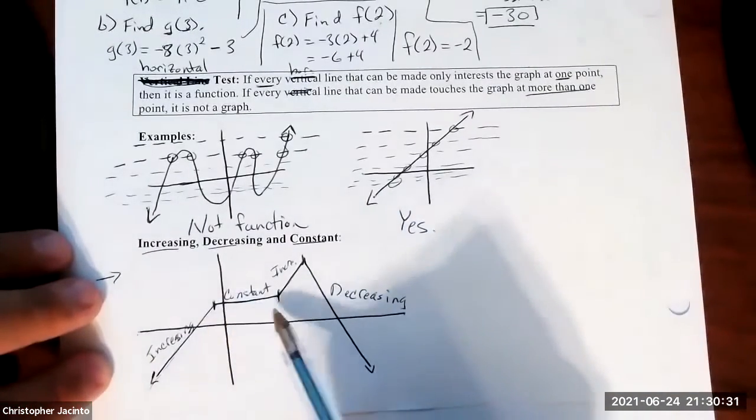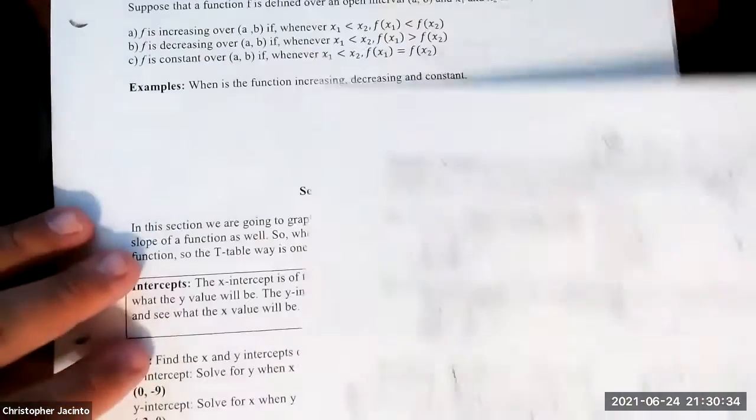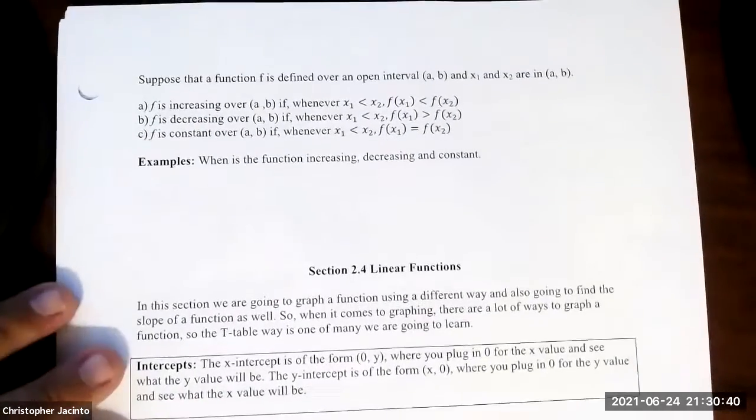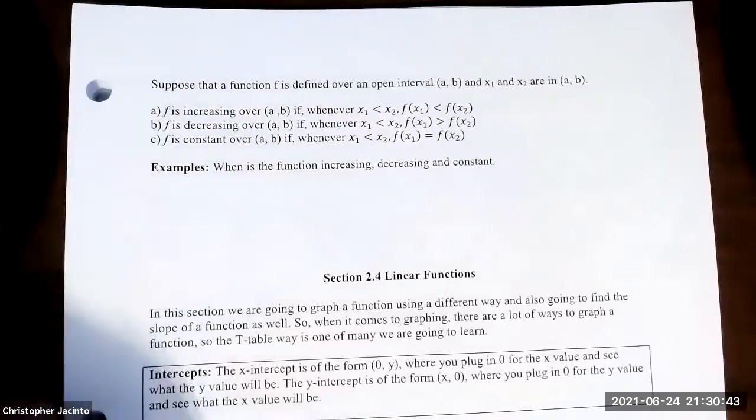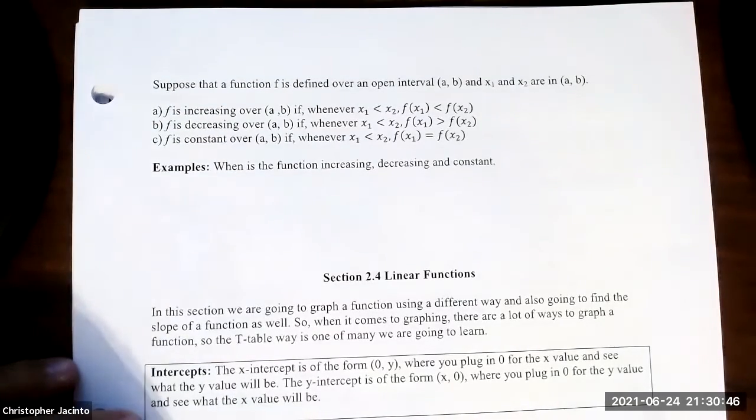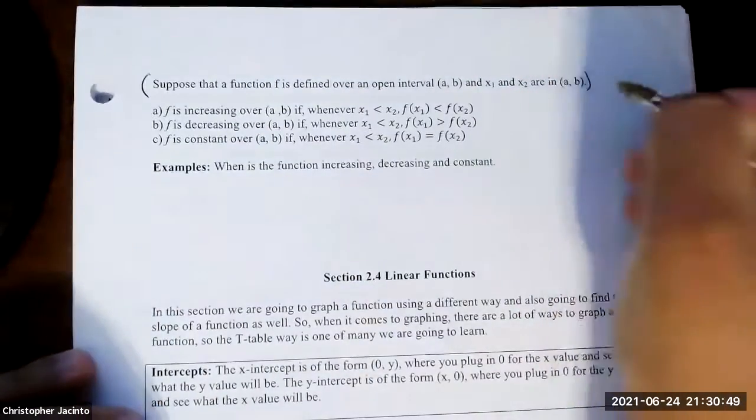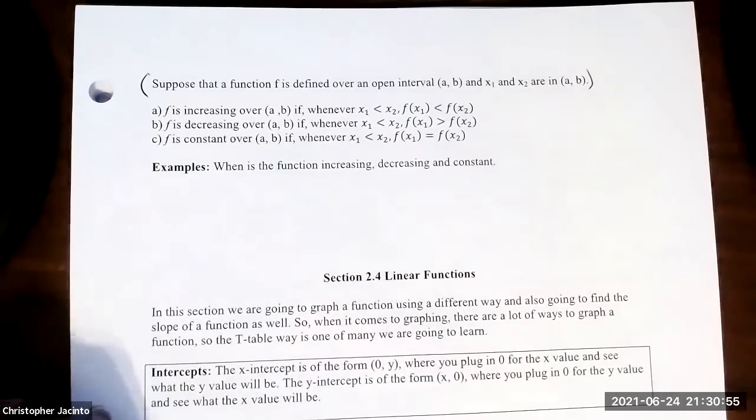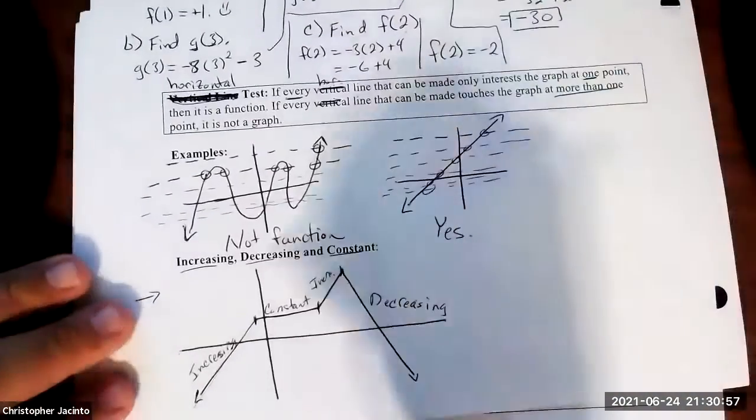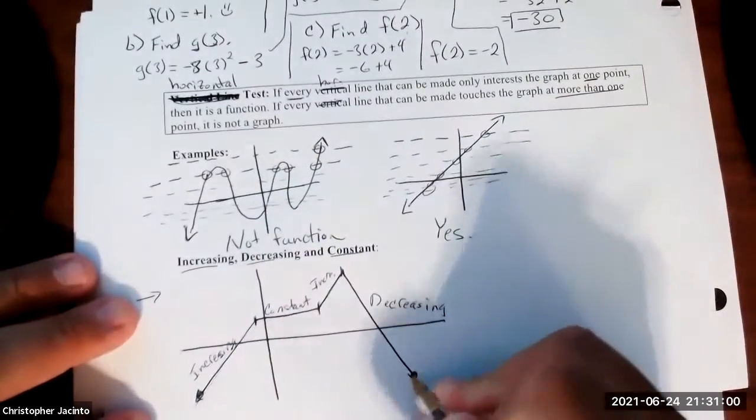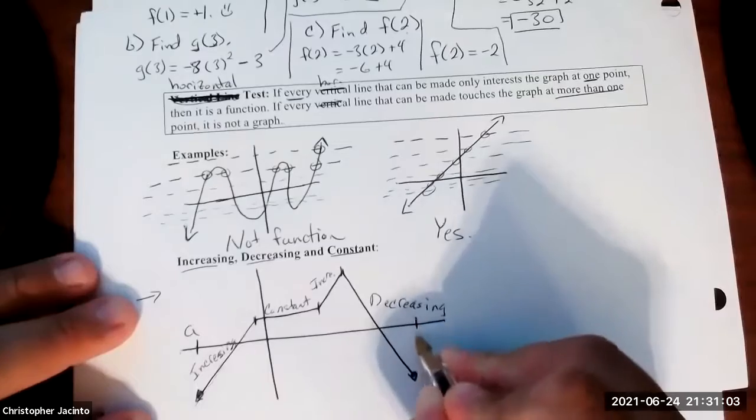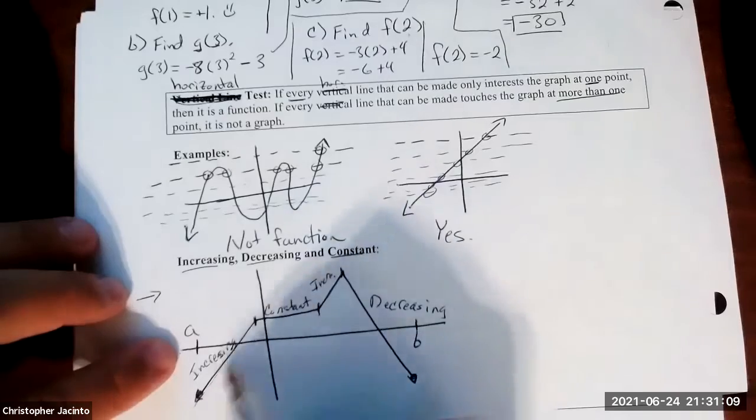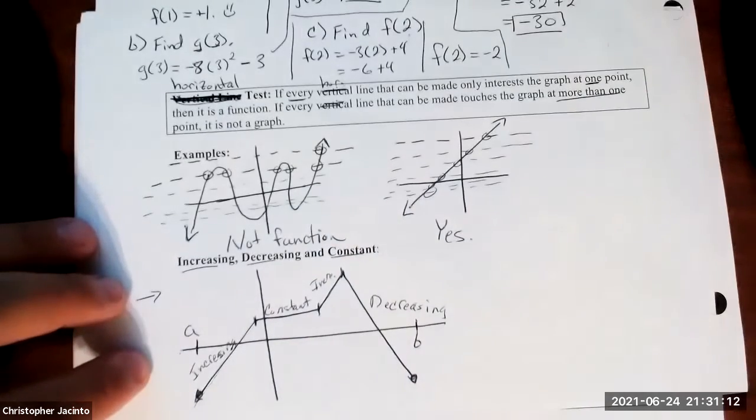Where is it going up? Where is it flat? Where is it going down, okay? And that correlates to right here on the next page. Suppose that a function f is defined on an open interval a to b, and x1, x2 are in a and b. So basically what this is saying is, let's suppose I have a graph that goes from a all the way to b. So this is my a and this is my b. So I have some interval that goes from a all the way to b, and there's some x values in between. That's pretty much what that says, okay?